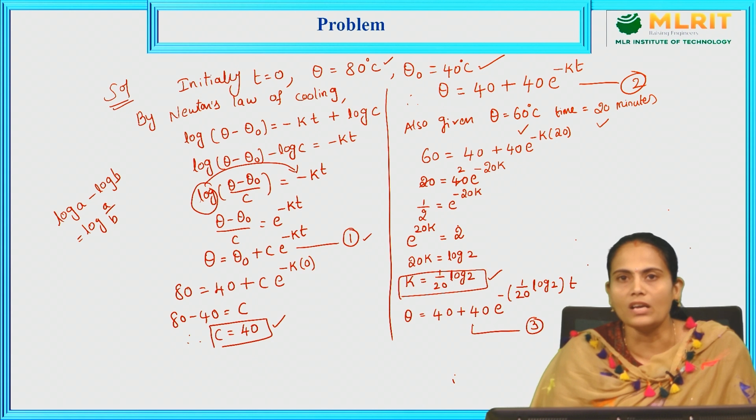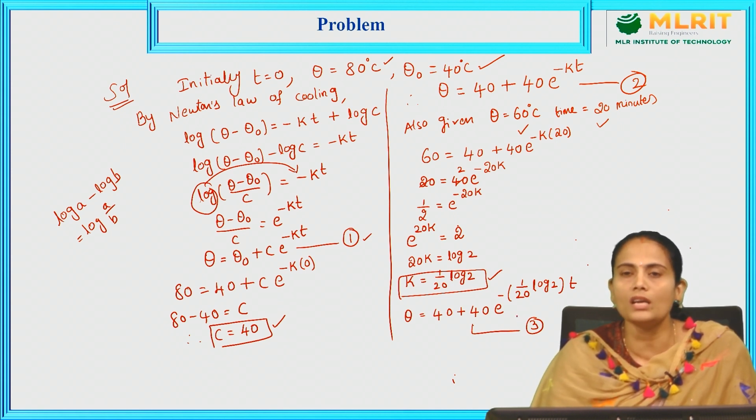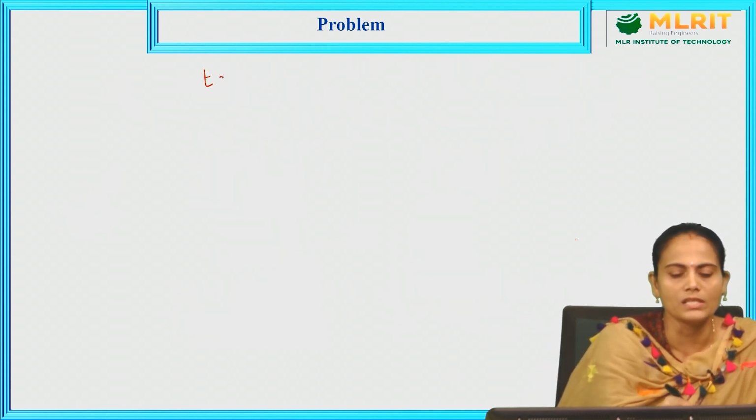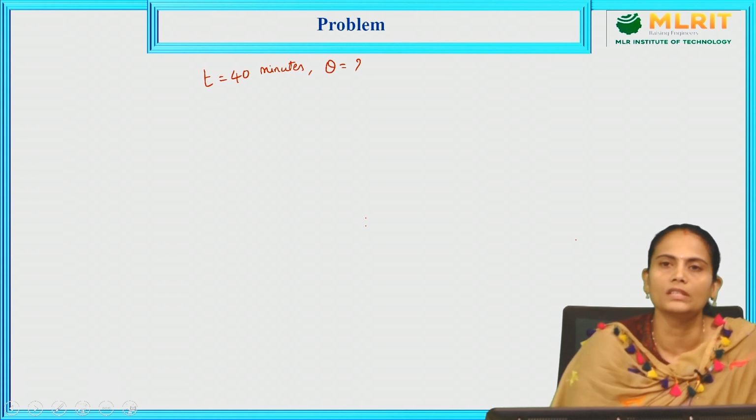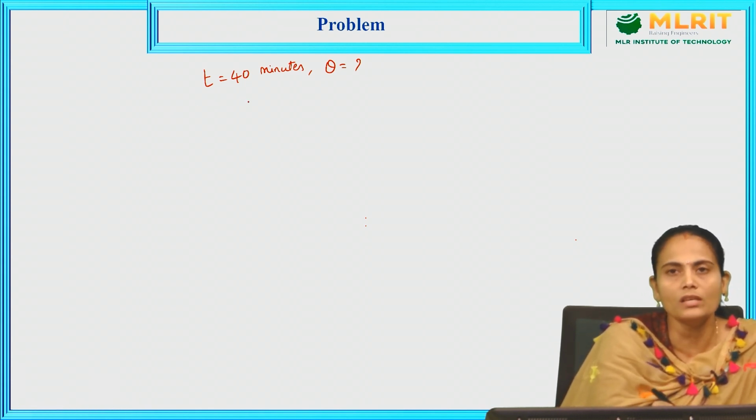So what is the value we have to find out? We have to find the value of theta when the time is 40 minutes. Theta is nothing but the temperature of the body. So those values we have to substitute in the third equation. It will give the temperature of the body when the time is equal to 40 minutes, right? The t is equal to 40 minutes. So you have to find the value of theta. So you have to substitute these values in the third equation.